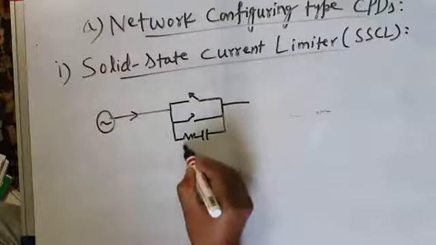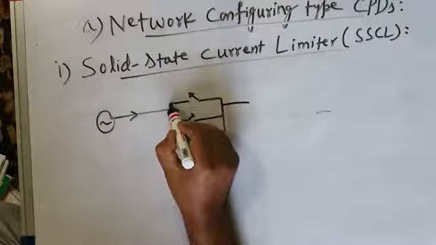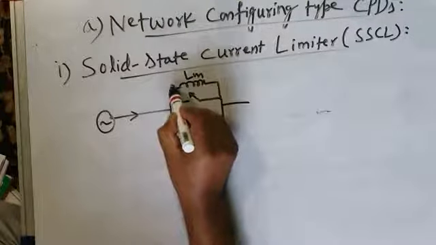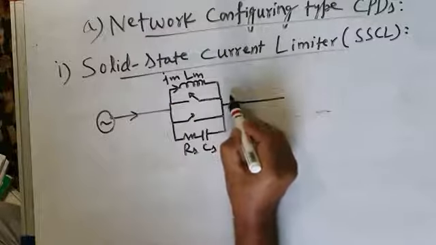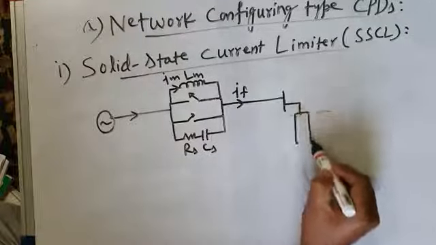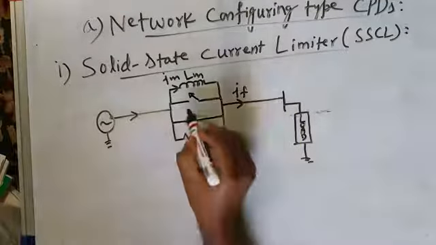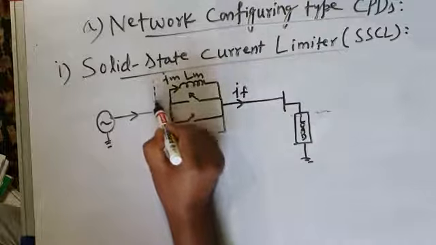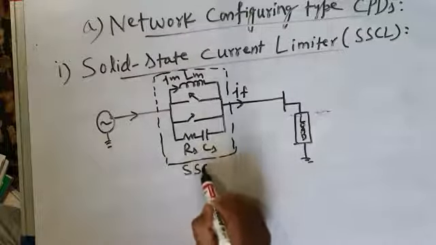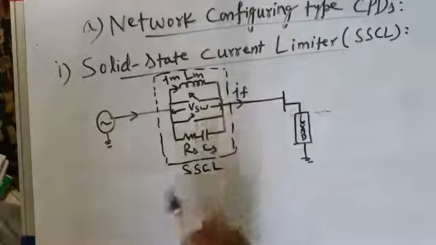Let me first of all draw the circuit diagram, and then this is LM, current through this is IM, and this is feeder current IF, and we have a load connected here. Source, this is load. Now this is switch. Within the dotted line, this whole assembly is solid state current limiter. Now the voltage across the switch is VSW, switch voltage. Now I am using a bidirectional switch.